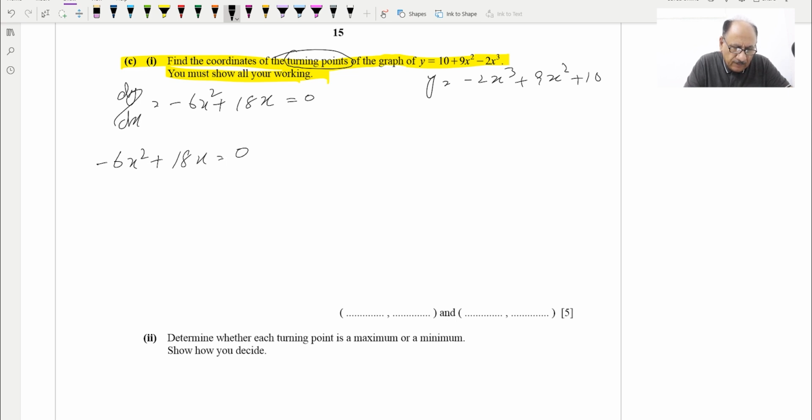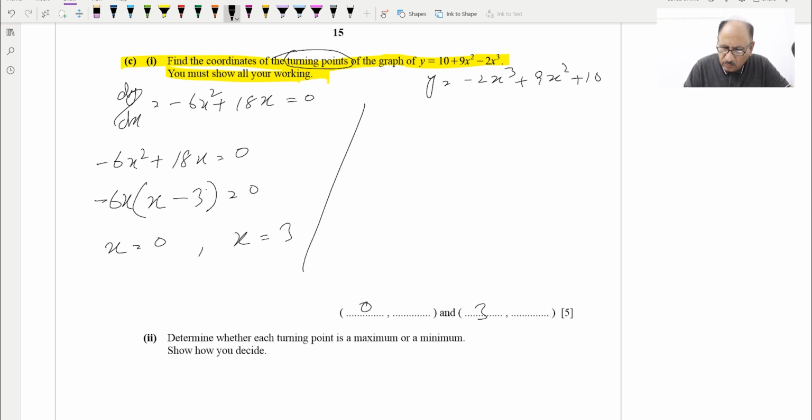So we can take minus 6 common, and x also we can take common, so the remaining will be x minus 3, because we are taking minus common, so minus 6x into x minus 3 is equal to 0. So we can write x is equal to 0 and x is equal to 3. So these will be the two, x is equal to 0 and x is equal to 3.